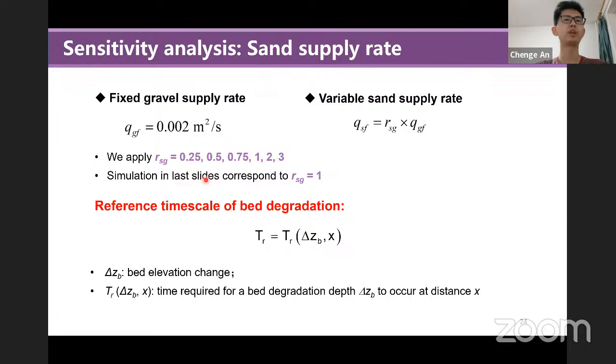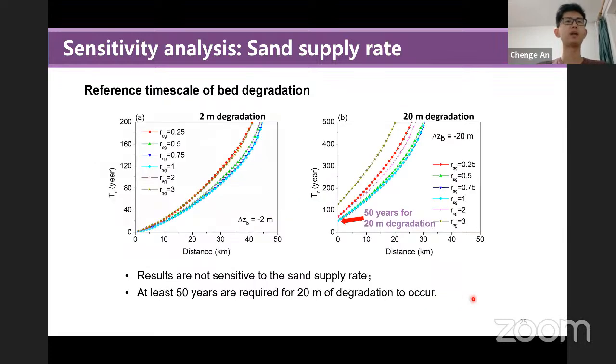And the simulation we showed in the last slide corresponds to RSG equal to 1, which is the gravel supply rate equal to the sand supply rate. And also we define a reference time scale of bed degradation, TR. Here, TR is the time required for a bed degradation depth of dB to occur at a distance of X. And this slide shows the reference time scale corresponding to both 2-meter degradation and 20-meter degradation.